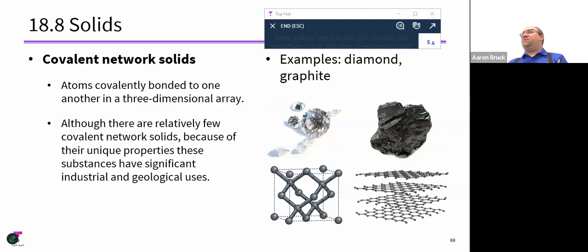And because everything is bonded to everything else and it's all covalently stuck together, what you end up having is an incredible strength in these molecules that makes them very, very hard as minerals. This is why diamond is one of the hardest materials known to man.